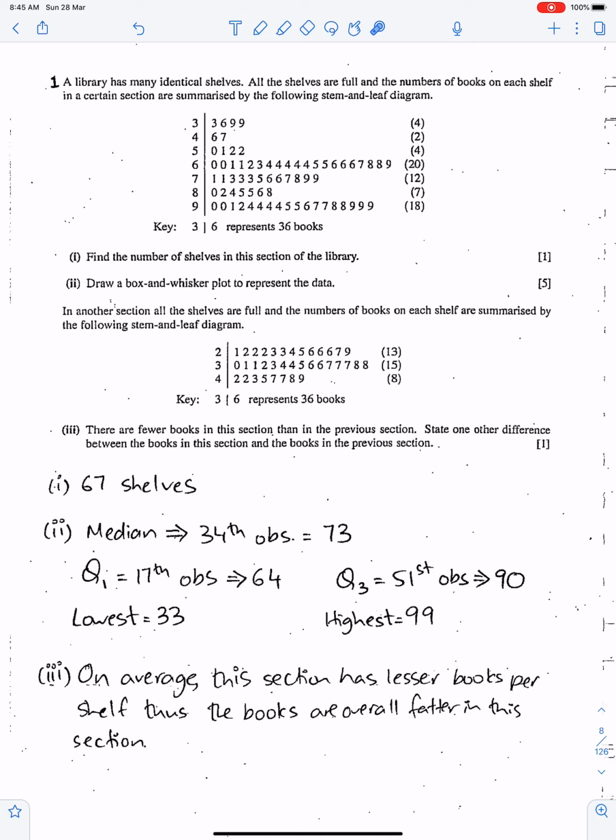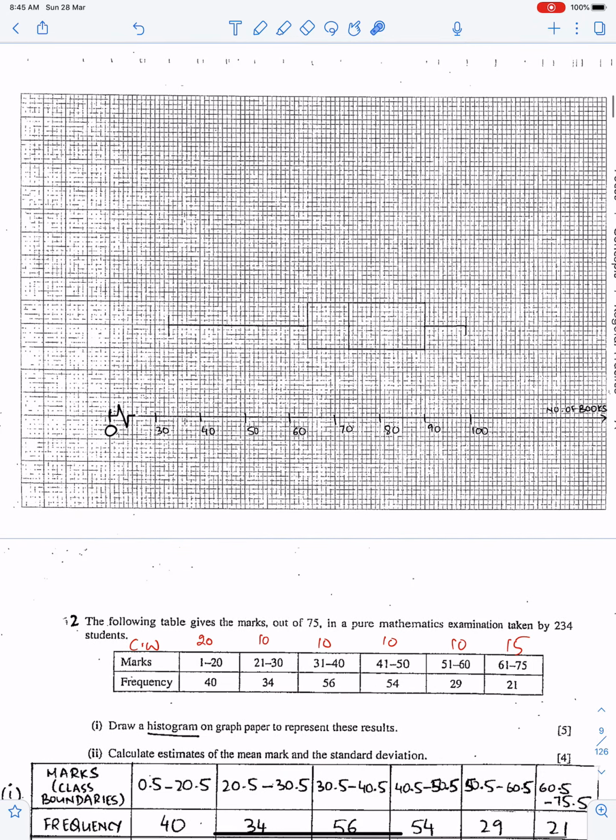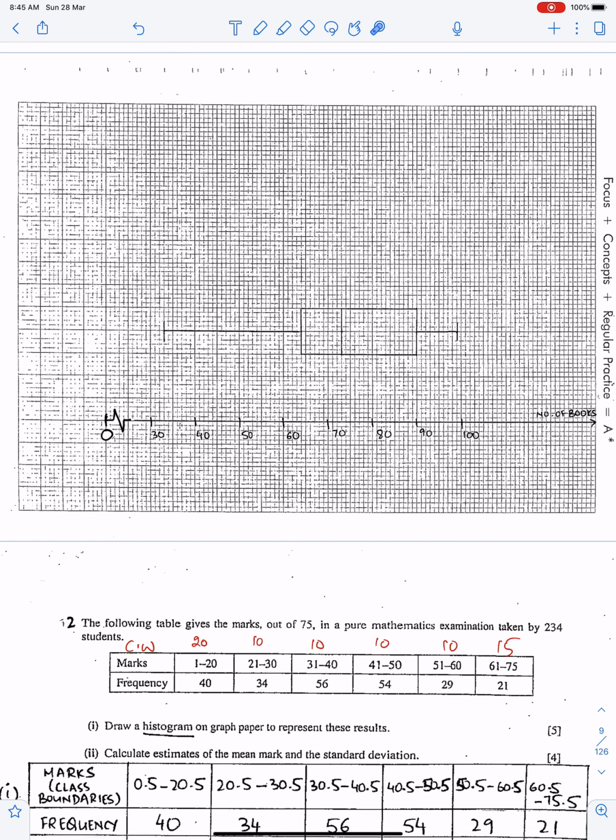Draw a box and whisker plot to represent the data. For that, we must have 5 important pieces of information: the lowest observation, the highest observation, Q1, Q3, and the median. And you can easily draw the box plot then. If you have all the information, you can draw the box.